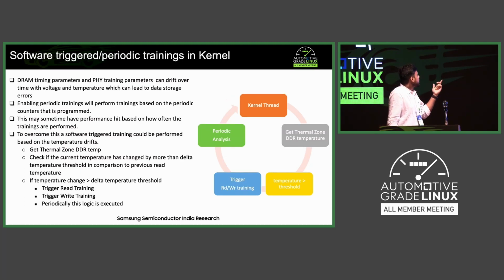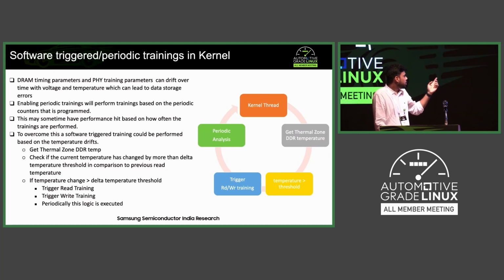Another process is software triggered or periodic training in the kernel. We have DRAM timing parameters and PHY training parameters, for which we have some initial training while bringing up the DRAM, but they can drift when we have changes in voltage or temperature across the automotive environment. To handle this, we can enable periodic training in the DRAM, which is by default given in the hardware itself.